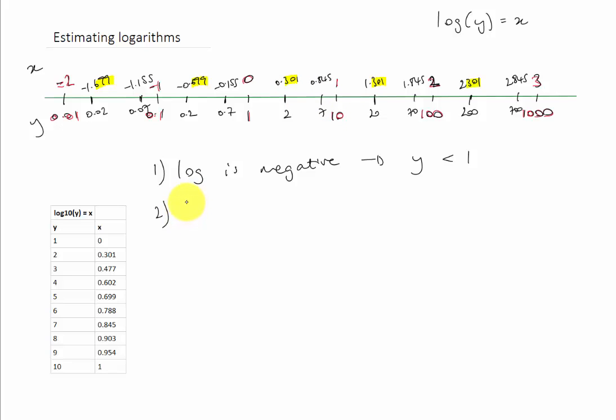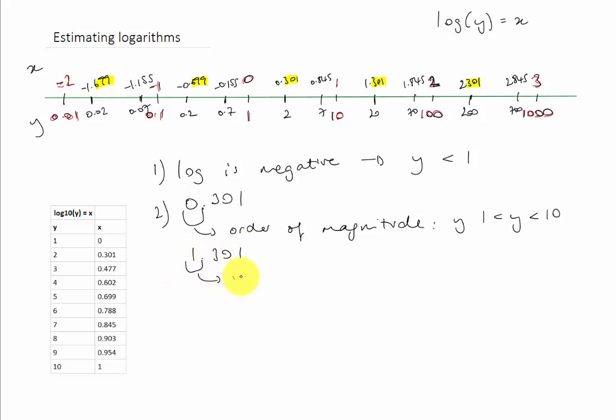So if you've got 0.301, for example, this part gives you the order of magnitude. So in this case, we know that the number is between 1 and 10, greater than 1 and smaller than 10. And in this case, 1.301, we know that y is in between 10 and 100, etc.